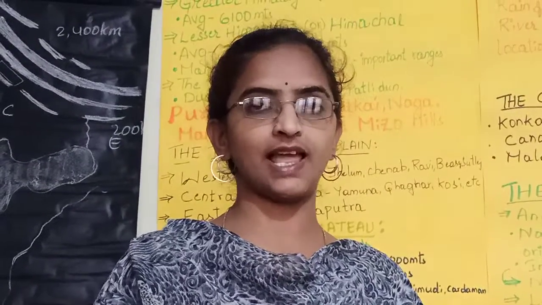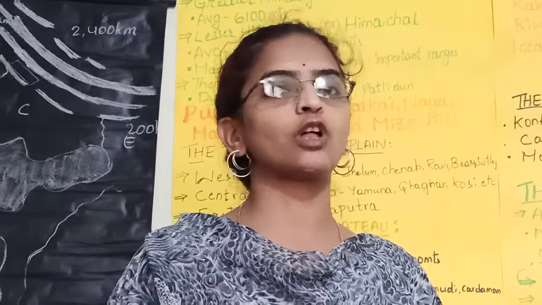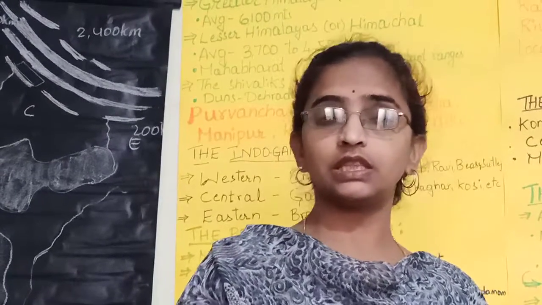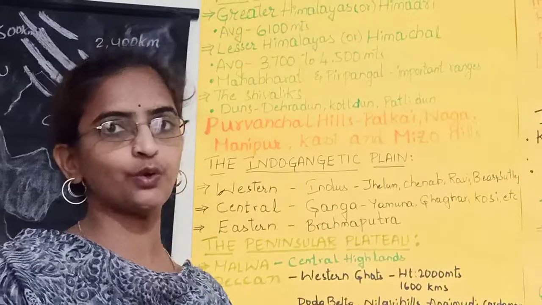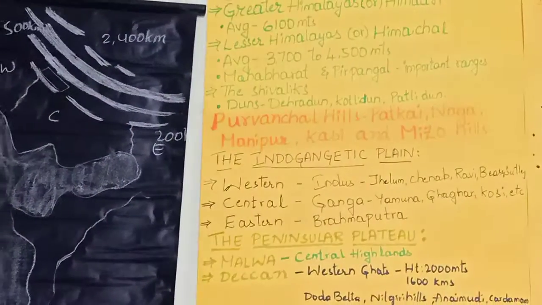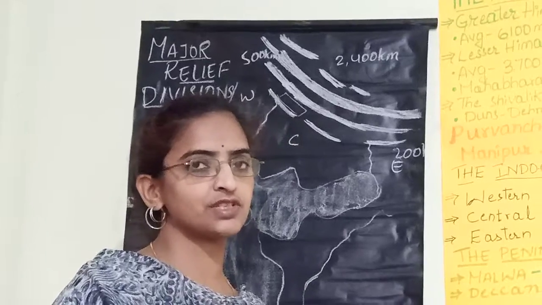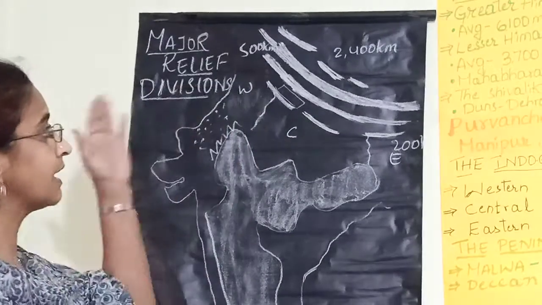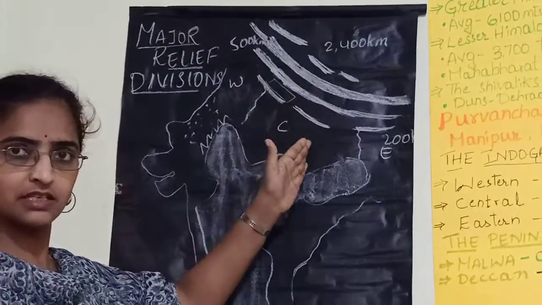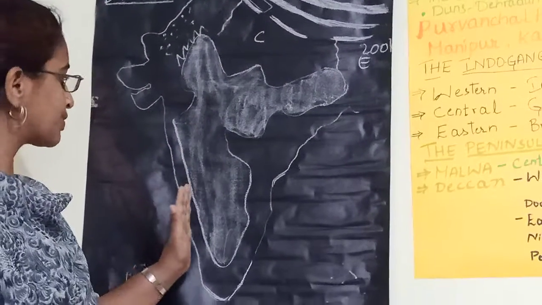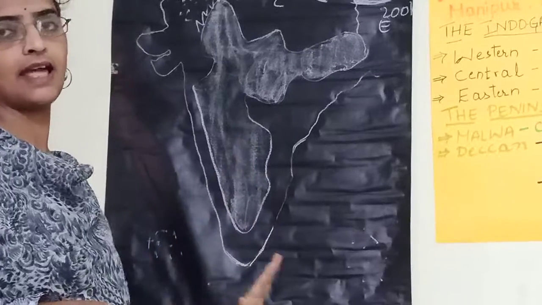In the previous two classes we have learned two key concepts: one is location, and the other is geological background. The third key concept that today we are going to learn is major relief divisions. Do you remember that in total we have 6 major relief divisions in India? One is Himalayas, Indo-Gangetic plains, deserts, Peninsular Plateau, coastal plains and islands.